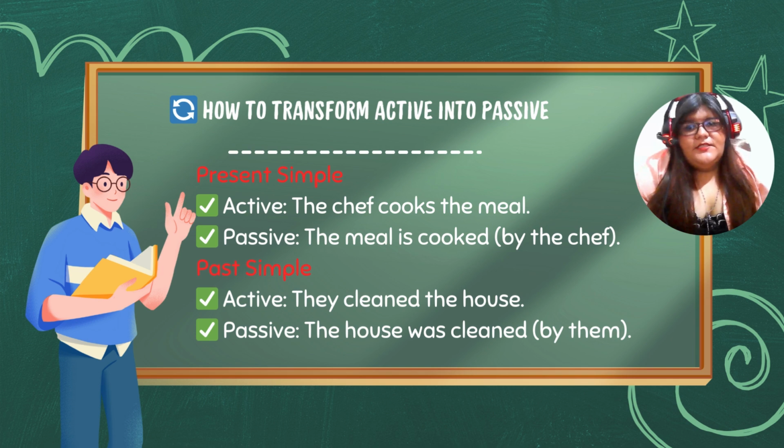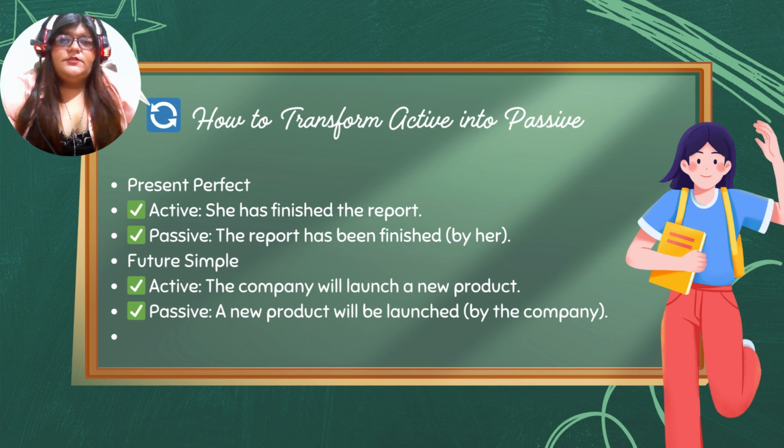Then we have in past simple, they cleaned the house. In passive, the house was cleaned by them. Then we have how to transform active into passive. In present perfect, she has finished the report. In passive, the report has been finished by her. In future simple, the company will launch a new product. In passive, a new product will be launched by the company.